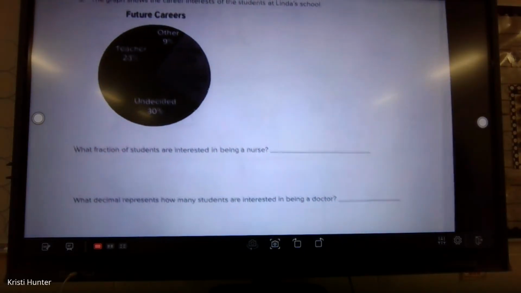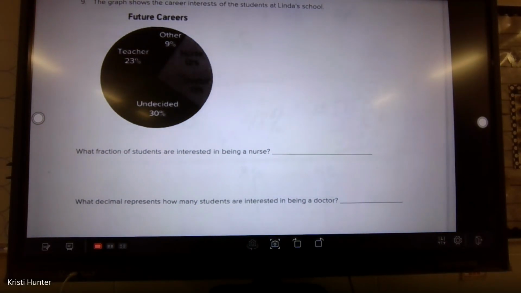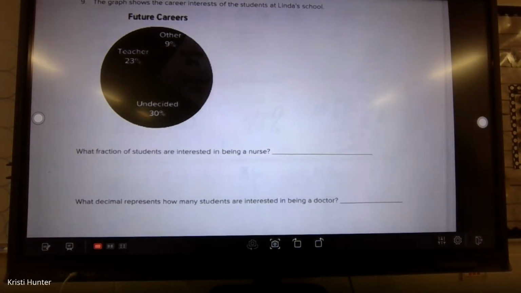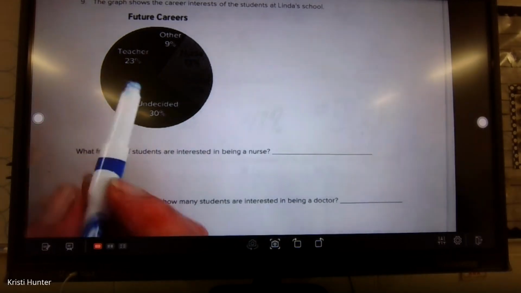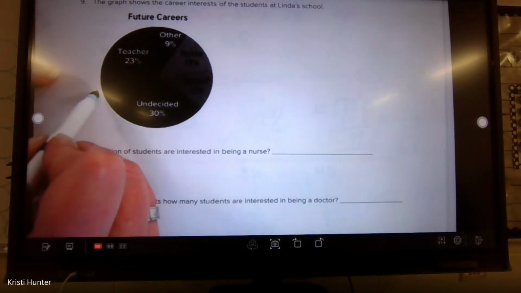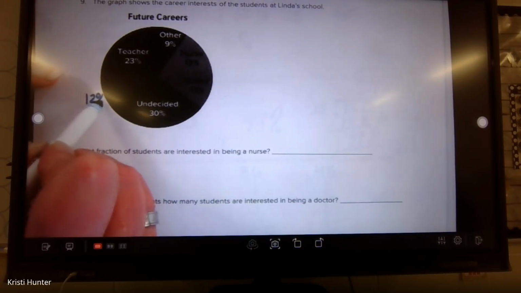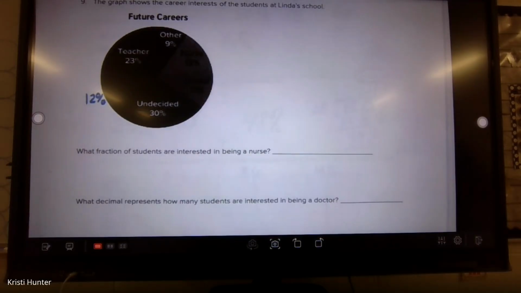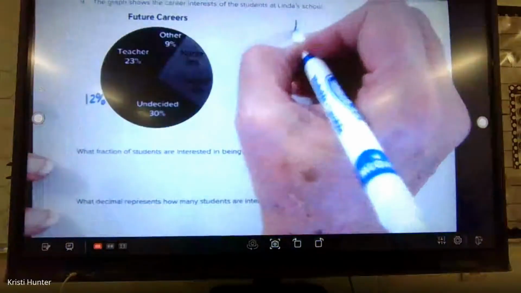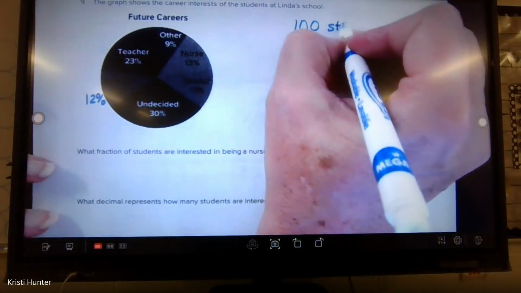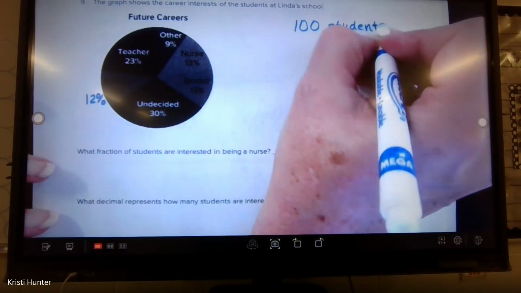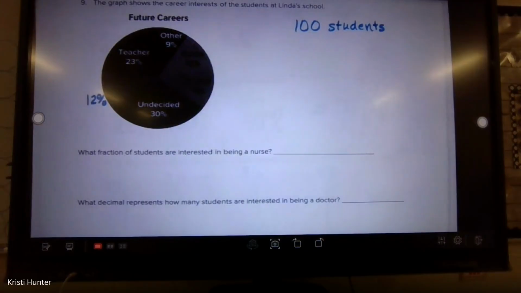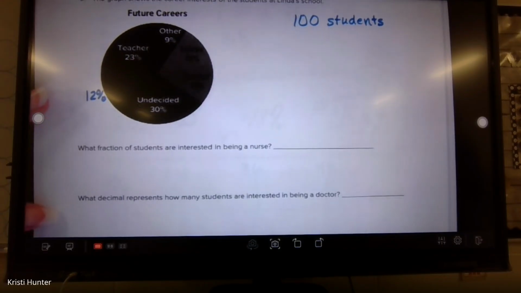All right, and that takes us to number 9. The graph shows the career interest of students at Linda's school. So if you look, I know this one's kind of hard to see, but this says 12% here. Remember, percent means per 100. So in Linda's school, there would be 100 students because this is giving my percent. So per 100 would be my total number of students.